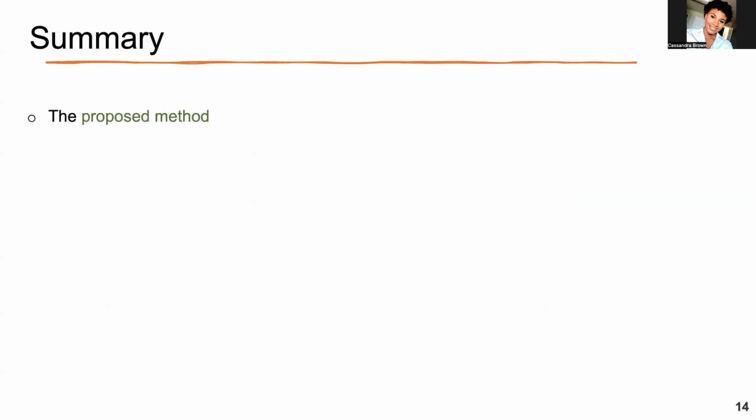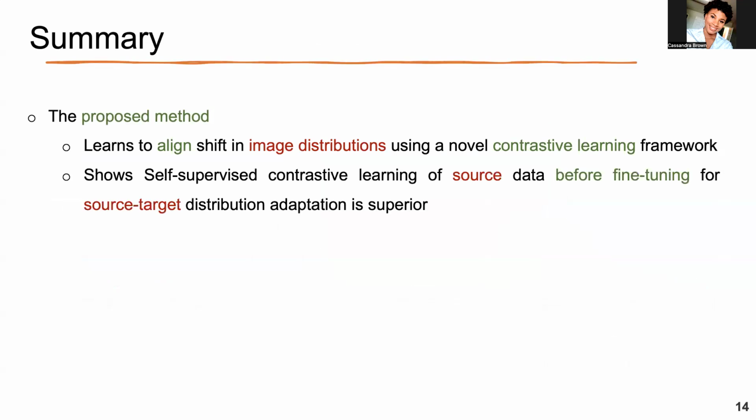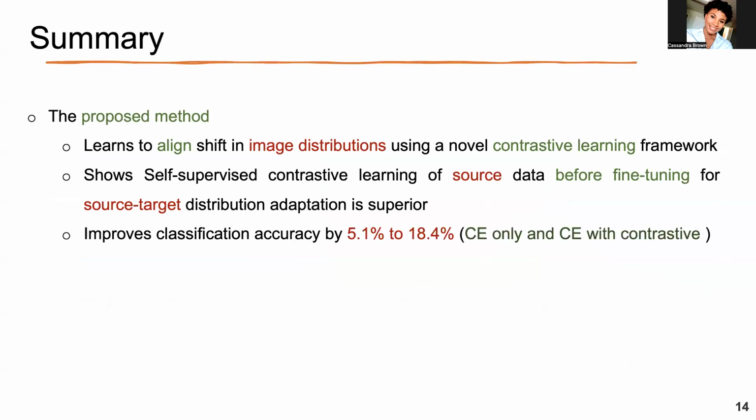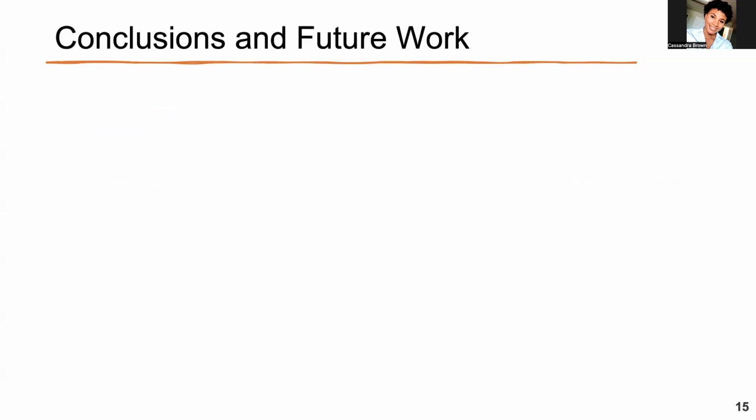To summarize, the proposed method learns to align the shift in image distribution using a novel contrastive learning framework, and it shows that self-supervised contrastive learning of source data before fine-tuning for source-target distribution adaptation is superior, and it improves classification accuracy by 5.1% to 18.4% over CE only or CE with contrastive learning. And it outperforms state-of-the-art domain adaptation methods by 1.7 to 27% across 6 domains.